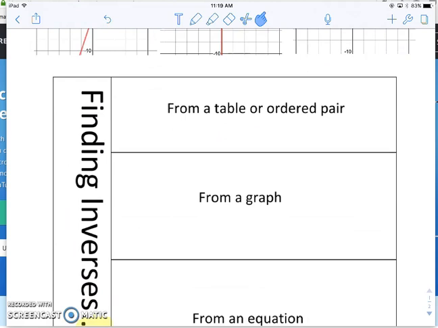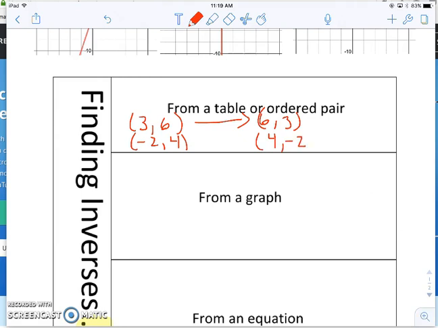So the first thing we're going to talk about is how do you find it from an ordered pair or table? Well, let's say we have (3, 6) and (-2, 4). We exchange the independent and dependent. So if we do that, that becomes (6, 3) for this one, and (4, -2). We're just switching those around.